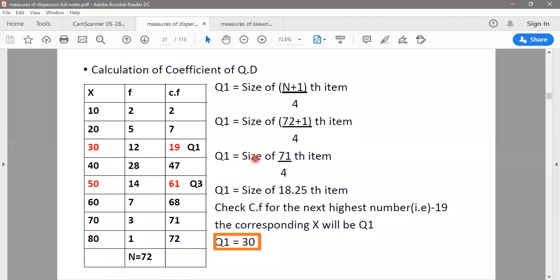And one more big blunder students make is that you will have to check the cumulative frequency properly. Now in this problem, for example, we are finding Q1. Here for Q1, we have found the cumulative frequency.